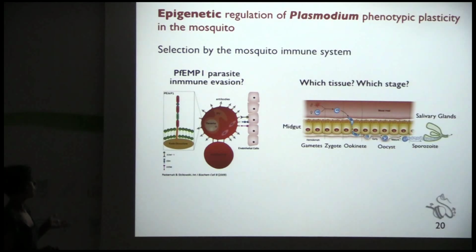How is that possible? Well, what we propose is that this protein may be functioning in the mosquito in a similar way to how it does in the blood stages of the parasite, somehow mediating the adhesion of the parasite to the endothelial cells. But this is something that we still need to investigate, because we don't know in which tissue and at which stage it happens, and whether it holds true or not.